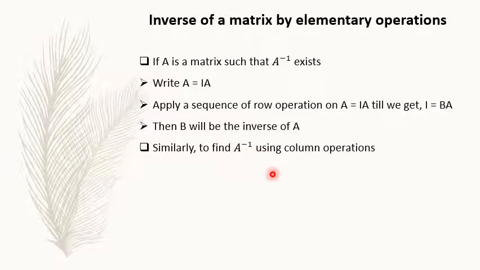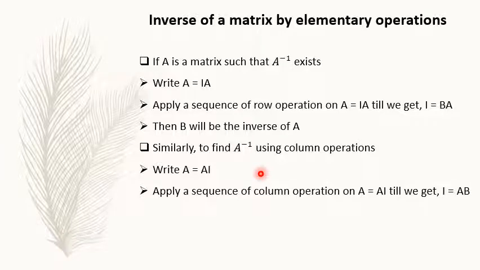Similarly, using column operations, we can find the inverse of a matrix. For that, first we write A equal to AI. Then we apply a sequence of column operations. After that, we will get I equal to AB. That is, we change this A to I, and then this I becomes B. Then this B will be the inverse of A. We can discuss some examples, then it will be clearer to you.